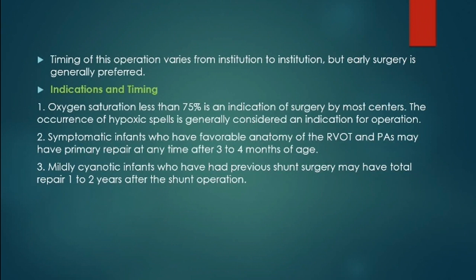Symptomatic patients who have favorable anatomy of the RVOT and pulmonary arteries have primary repair at any time after 3 to 4 months of age. Mildly cyanotic infants who have had previous shunt surgery may be delayed for 1 or even 2 years after the shunt.